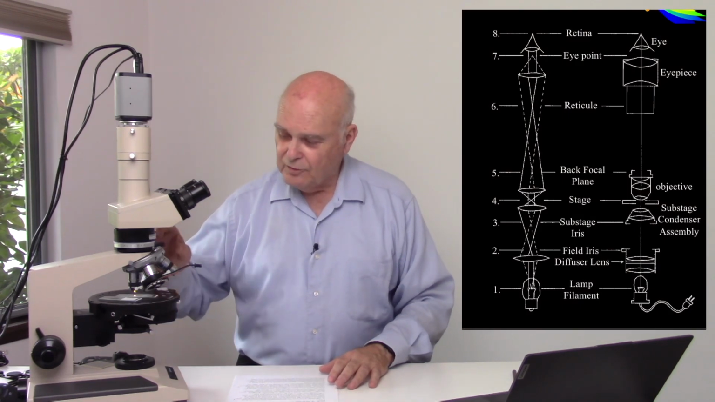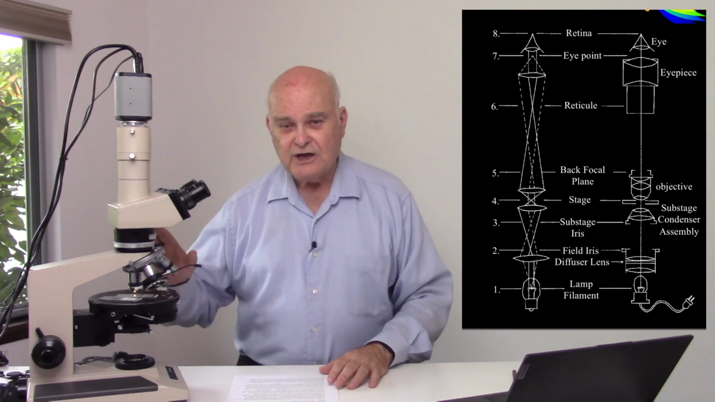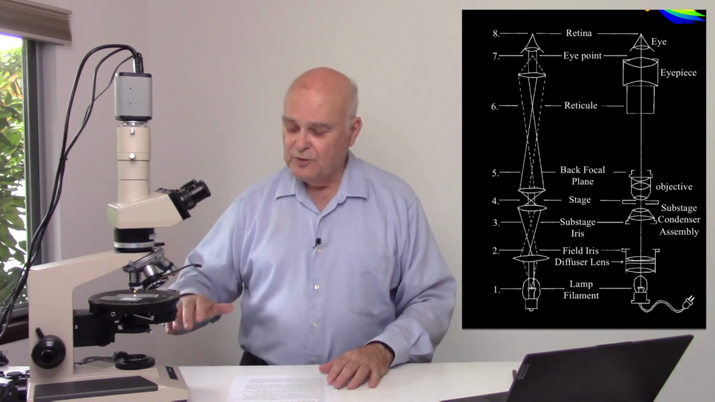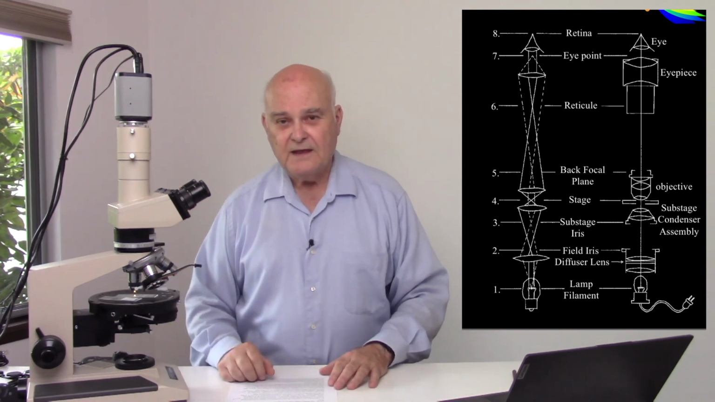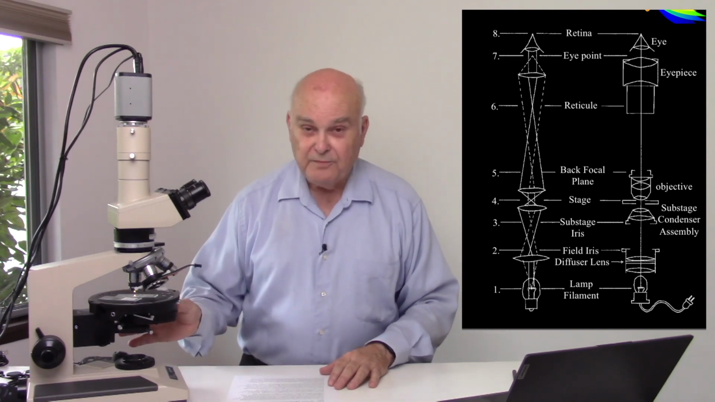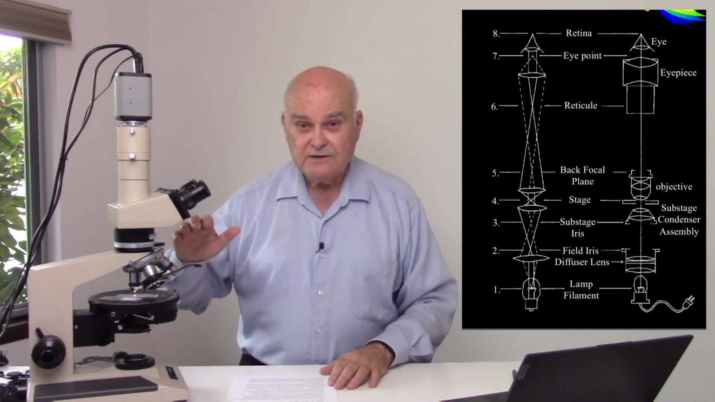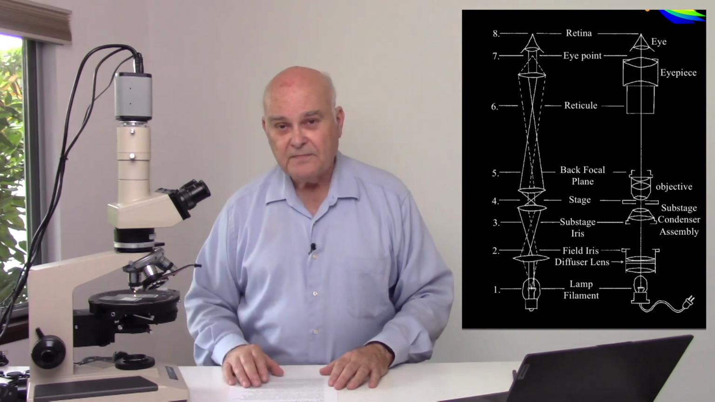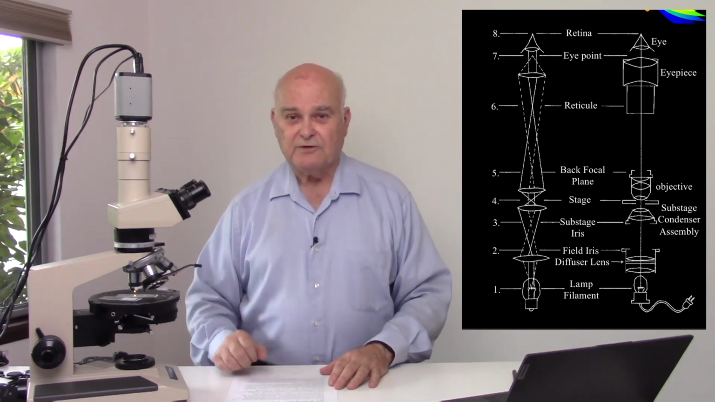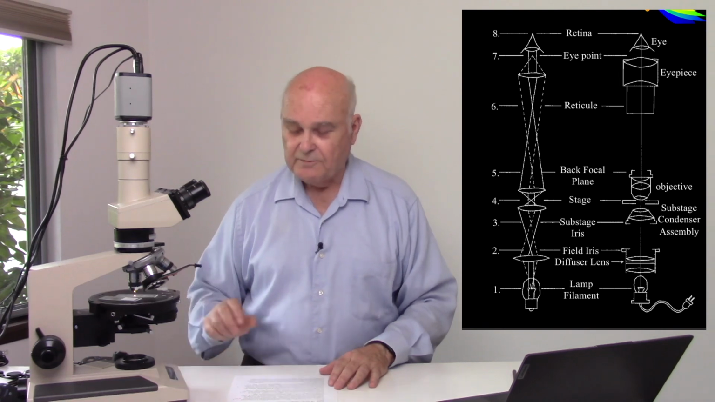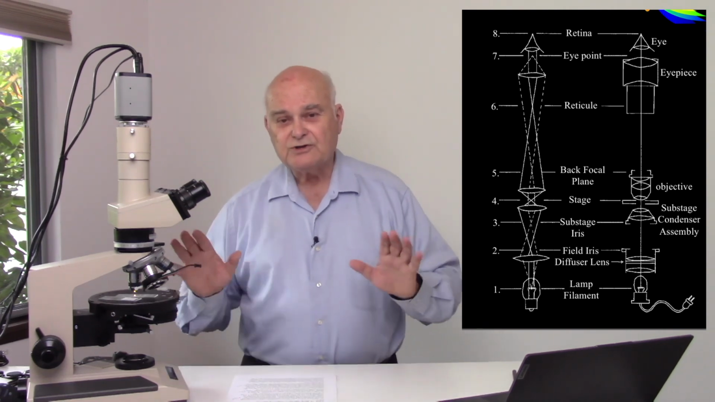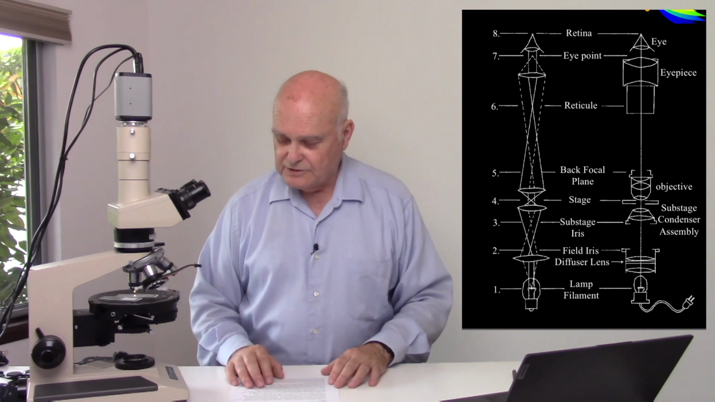Now, Fritz Zernike won a Nobel Prize in physics for playing around with focal plane 3 and focal plane 5 to change the image that we see in the direct beam. So being able to manipulate these planes independently gives us a tremendous amount of capability with the light microscope. But it all starts with Kohler illumination.